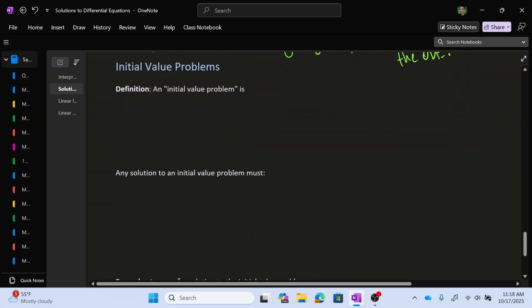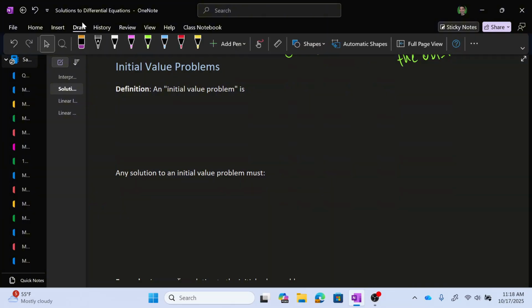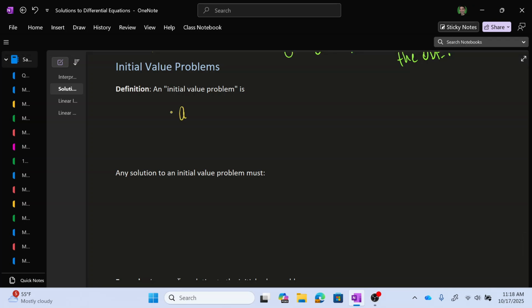Let's proceed to the second half of today's talk, where we introduce the concept of an initial value problem. An initial value problem consists of a couple of different requirements or stipulations. An initial value problem is a differential equation that must be satisfied, plus at least one initial condition that must be satisfied as well.